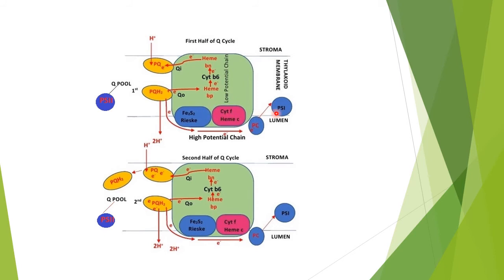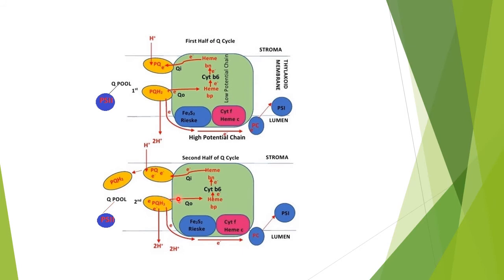Now this is the first half of the cycle. One electron has passed to this. One is locked here. What will happen in the second half of the cycle? In the second half of the cycle, from this pool, another plastohydroquinone will come here. And at the same time, I have forgotten here, there is translocation of 2 protons. Because this plastohydroquinone has lost 2 electrons, it will pass on 2 protons towards the lumen side. Now the second one has come here.